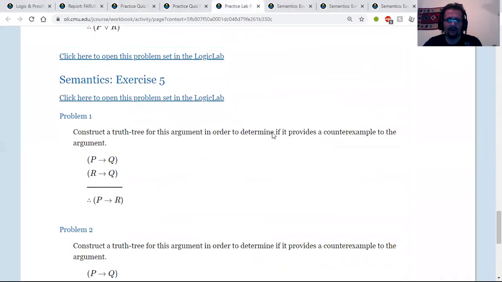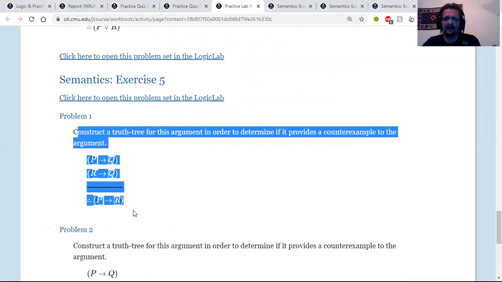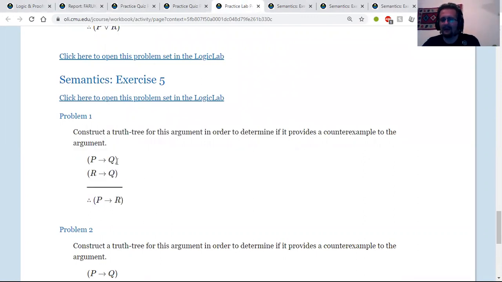All right, so here we are on exercise 5. Okay, so this is the argument here, right? If P, then Q. If R, then Q. If P, then R. Okay? Now, this is really, really important.